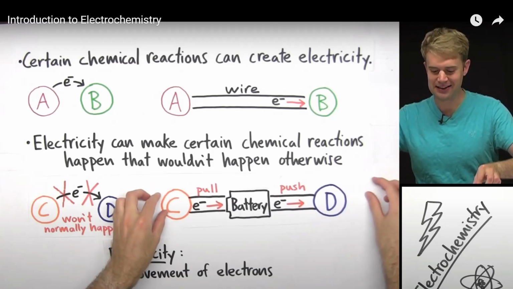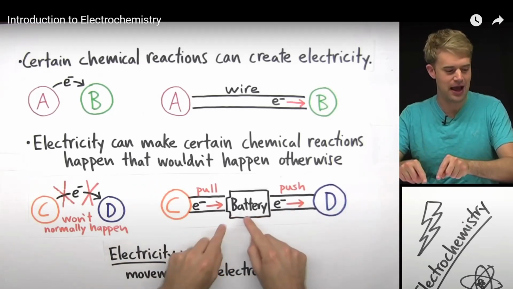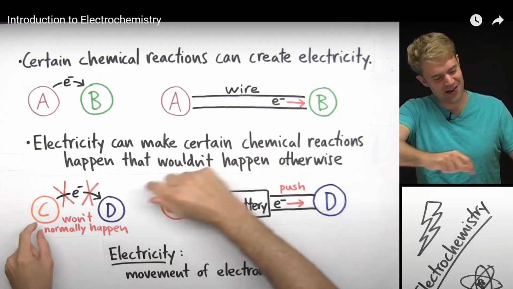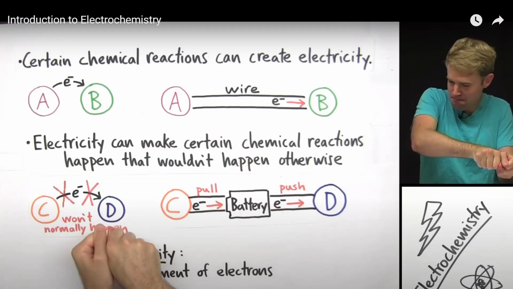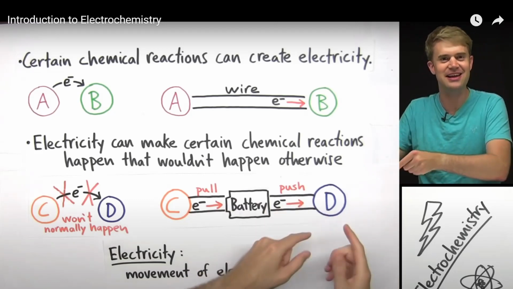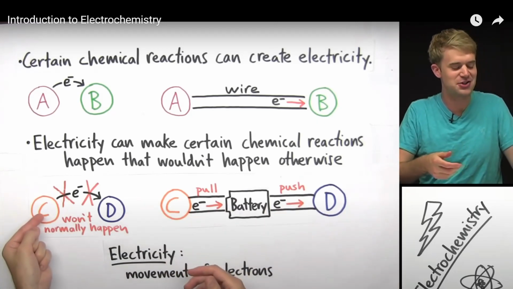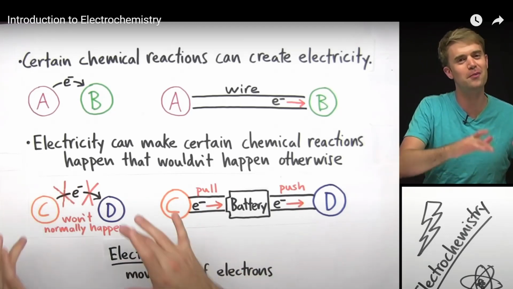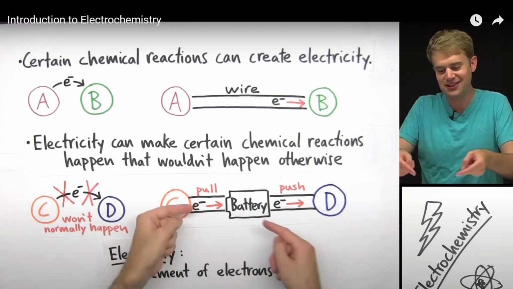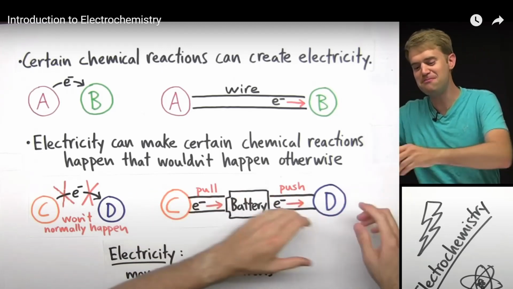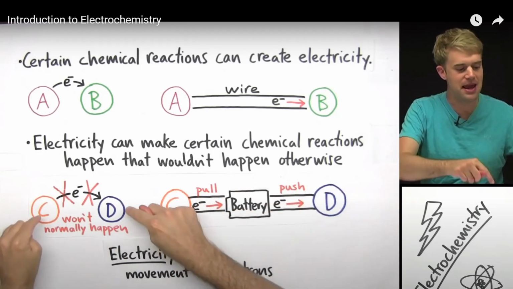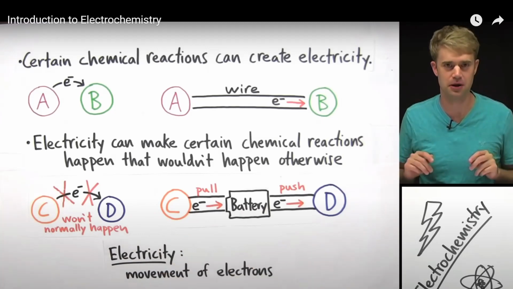We can take the electrical energy from a battery and use that to pull the electrons from C here and to push them to D. So even if this reaction, the movement of electrons, doesn't normally happen, we can use the electrical energy of this battery to pull and push the electrons to make this reaction happen.